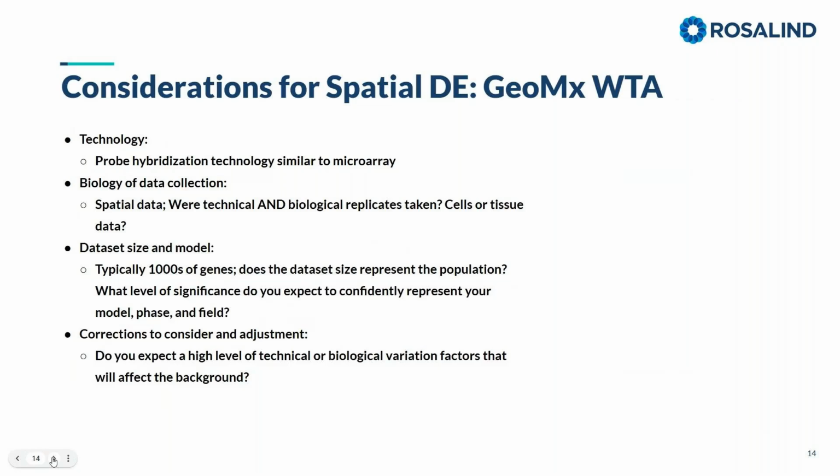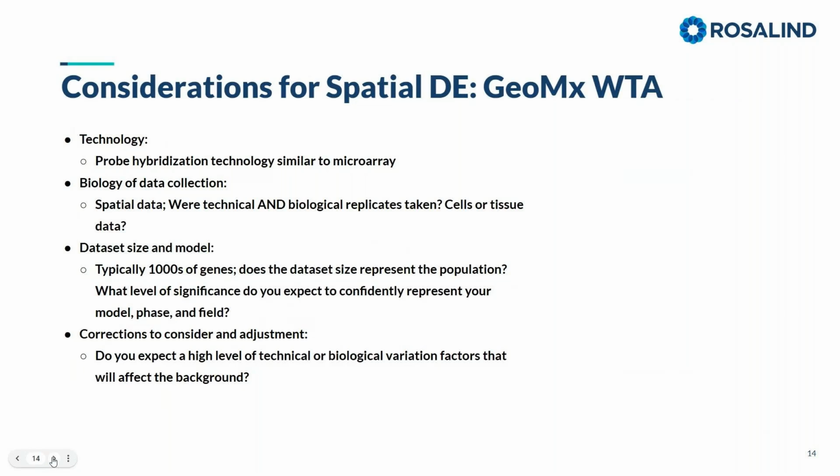What does the biology look like? This is primarily spatial data. However, the next pieces are going to come down to your model and your design. Did you collect technical and biological replicates in your AOIs? Do you know what that means? Did you know how to take those?